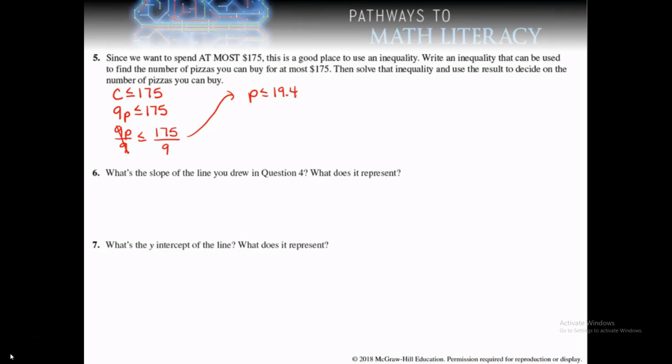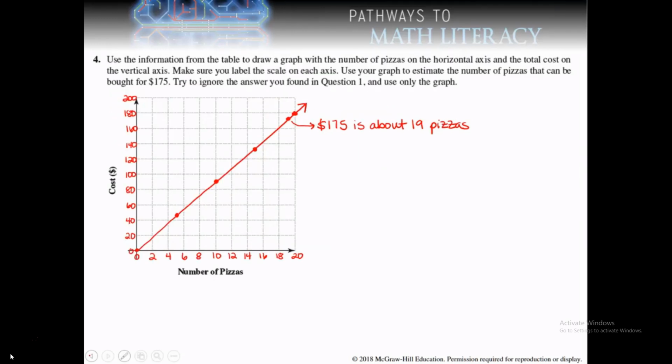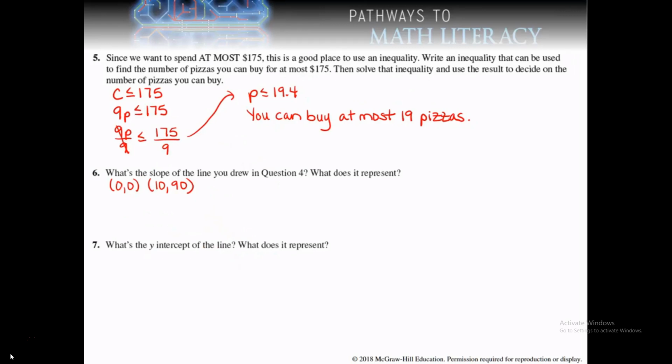So then in 6, what's the slope of the line you drew? Well, looking back at the graph, we have the point 0, 0, and we could use the point 10, 90 to find the slope. So we'll subtract the y values, 90 minus 0, and we'll divide that by the difference in the x values, 10 minus 0. So that gives us 90 over 10, which is 9. And that's what the cost is increasing by. So that's the cost per pizza.